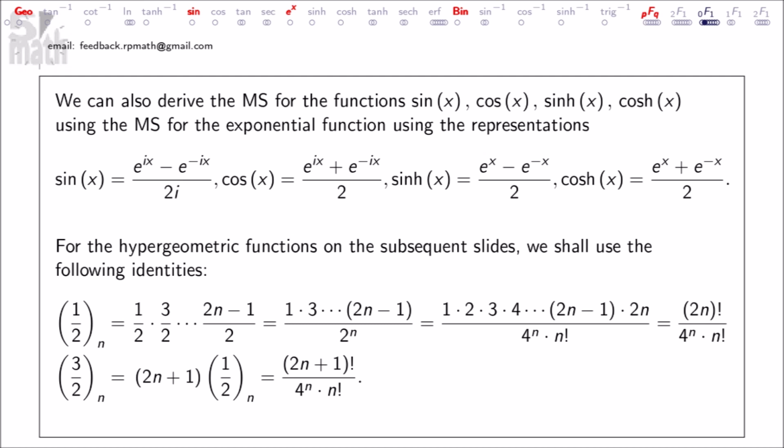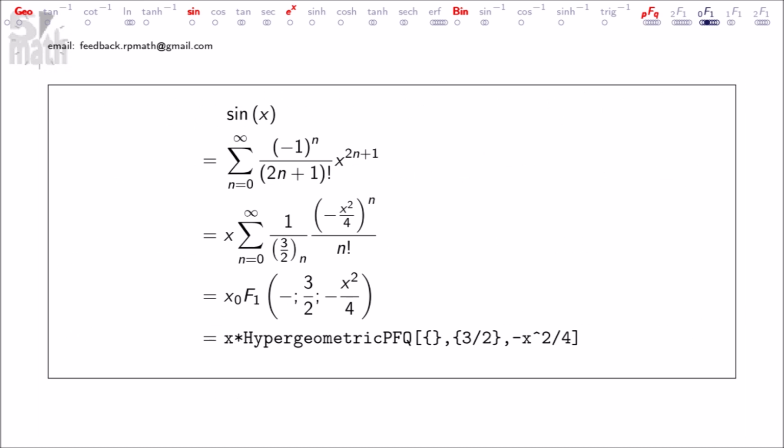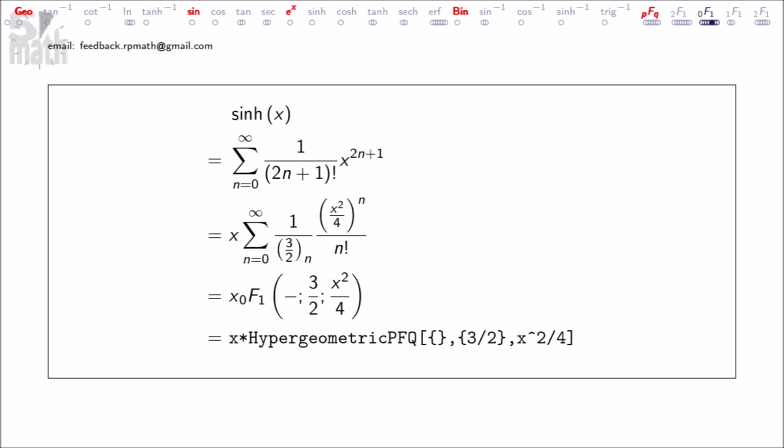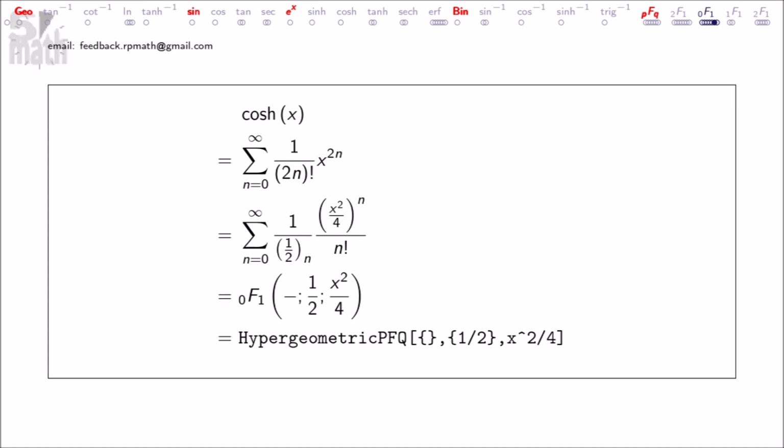We can also derive the Maclaurin series for the functions sine, cosine, hyperbolic sine, and hyperbolic cosine using the Maclaurin series for the exponential function using the representations here. For the hypergeometric functions on the subsequent slides, we shall use the following identities: sine, cosine, hyperbolic sine, hyperbolic cosine.